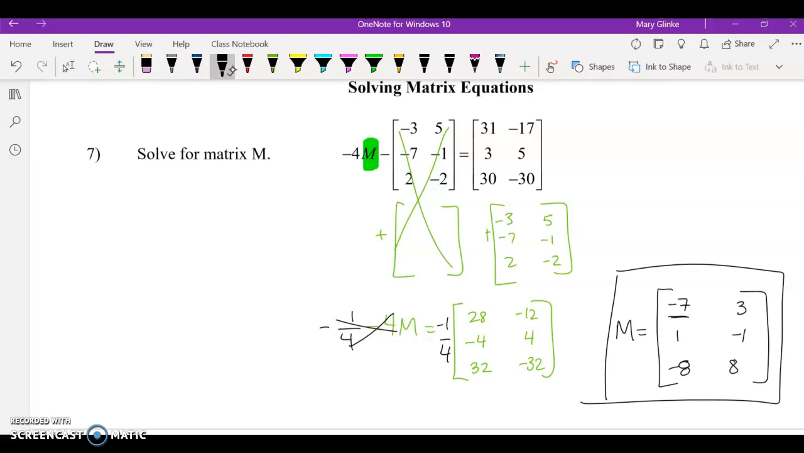So that's the gist of matrix operations with adding, subtracting, and then scaling. We're not going to talk about multiplying matrices because that's going to be a little bit more lengthy of a process, so that will be forthcoming tomorrow.